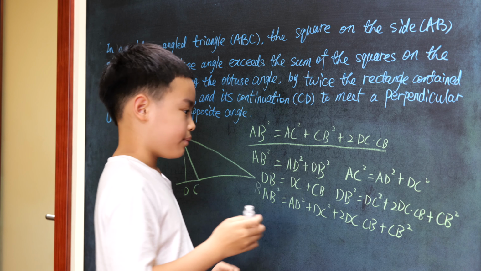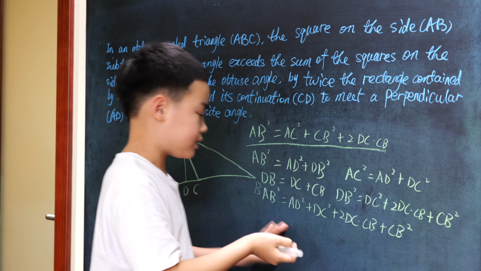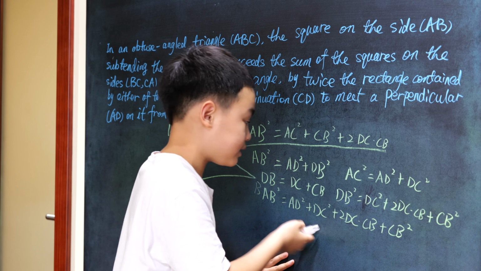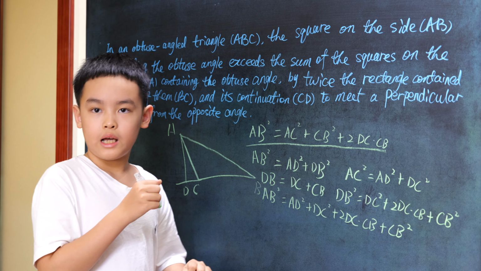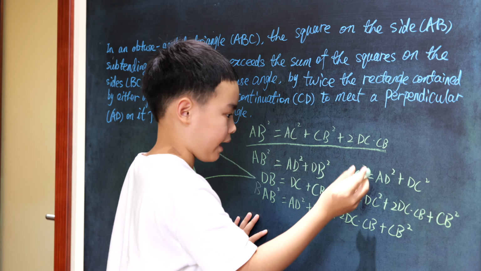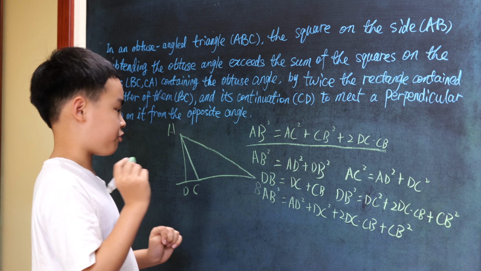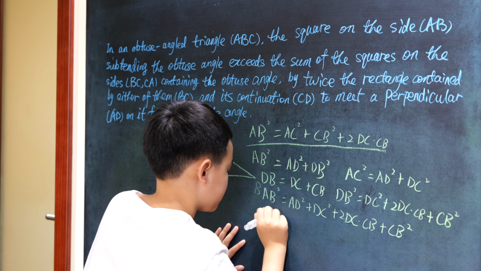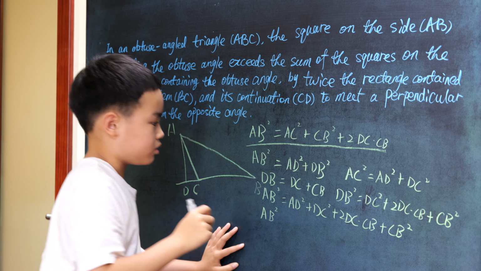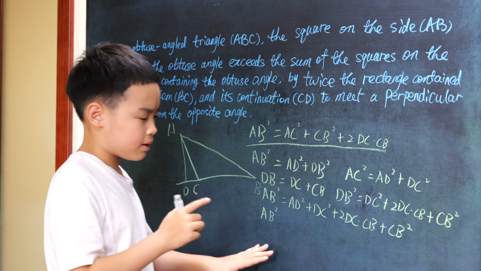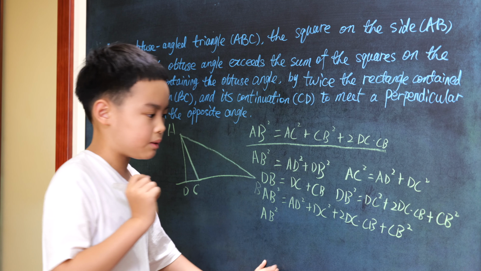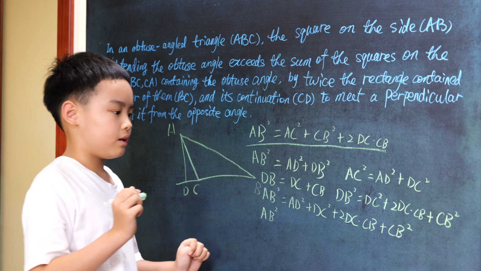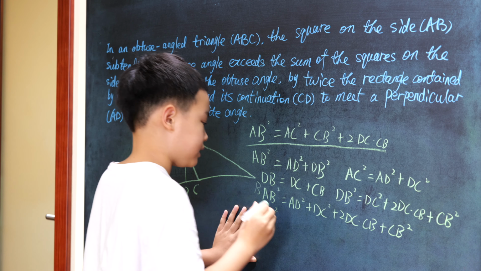And we have that AC squared is equal to AD squared plus DC squared. And then replace again. And finally, we have proved that AB squared is equal to AC squared plus 2 DC times CB and add CB squared.